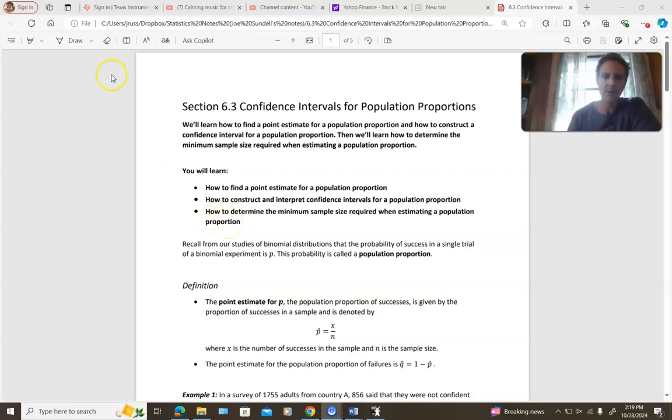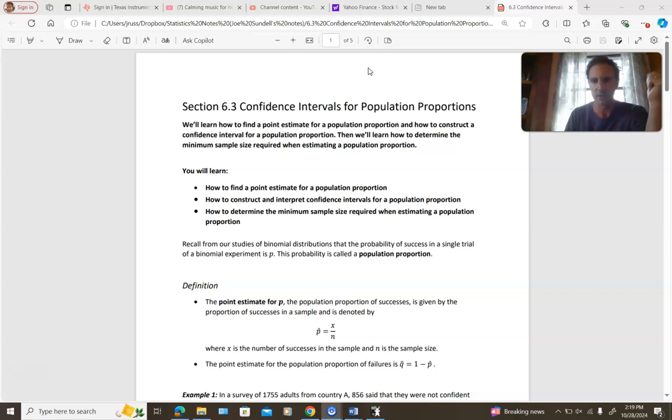Alright, welcome back, guys. We're going to be terminating Chapter 6. So Chapter 6 has been about finding a confidence interval for a point estimate. Now, in the past two sections, that point estimate has been the mean, trying to figure out, with a certain level of confidence, where the population mean actually lies, or within what interval. So we're going to be doing something really along those same lines, guys.